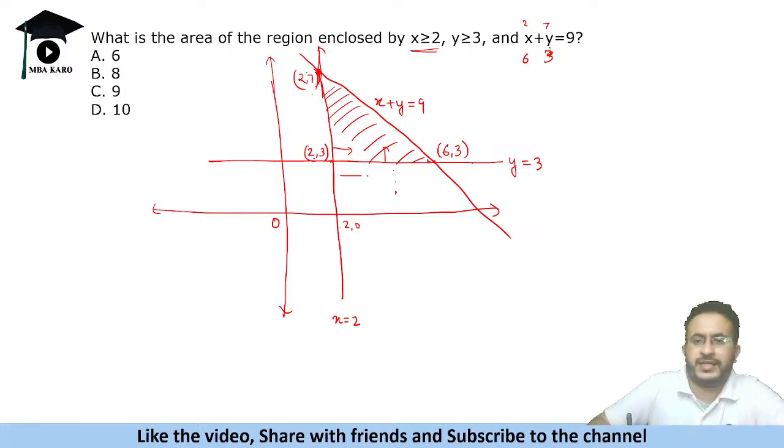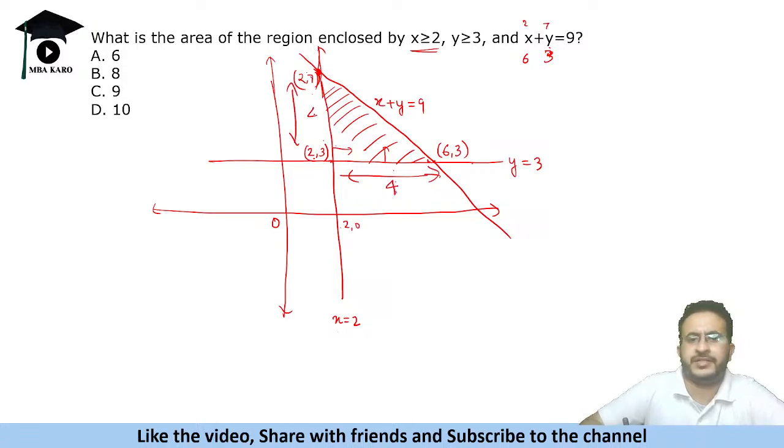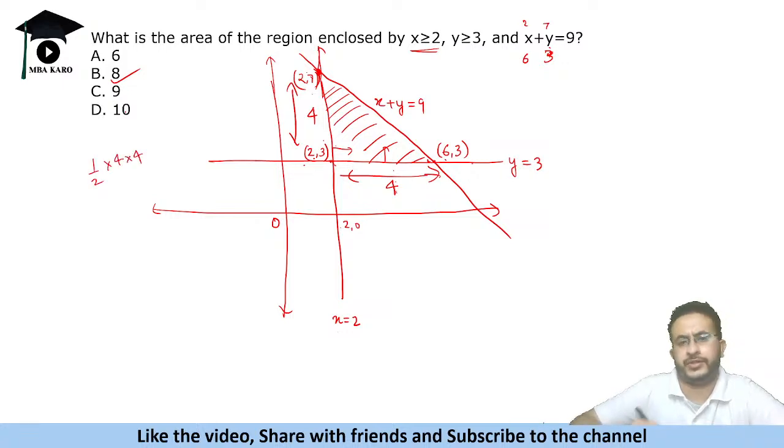Okay, now this length is 4 and this length is also, from 3 to 7 the distance is 4. This is also 4, like 2 to 6 the distance is 4. So area is half into 4 into 4, which is 8 units.